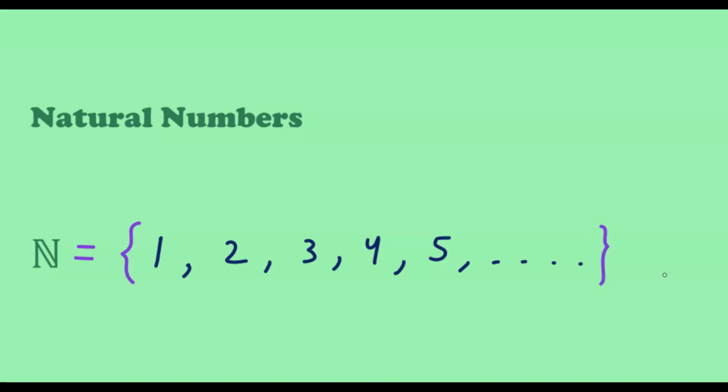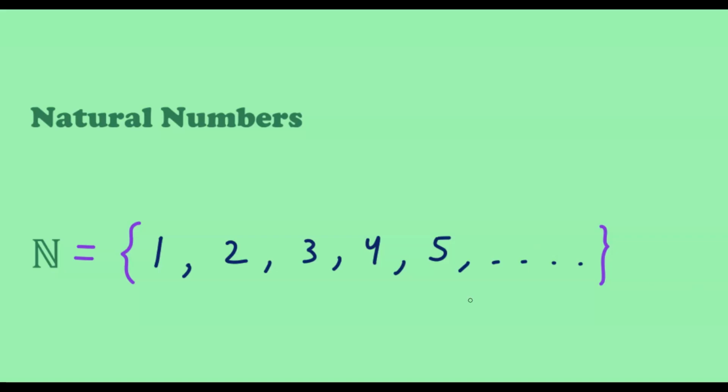The natural numbers start from the number 1. And we can obtain the other natural numbers by successively adding 1. So we have 1 plus 1, that's 2. Then we have 2 plus 1, that's 3. 3 plus 1 is 4. 4 plus 1 is 5, and so on. This set keeps on going forever. So if we use set notation, the set of natural numbers is this set.